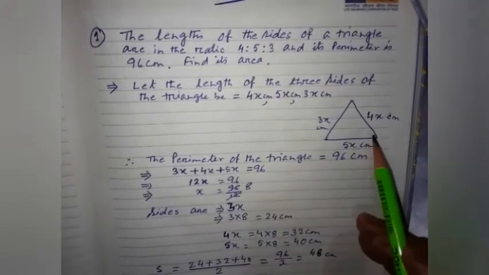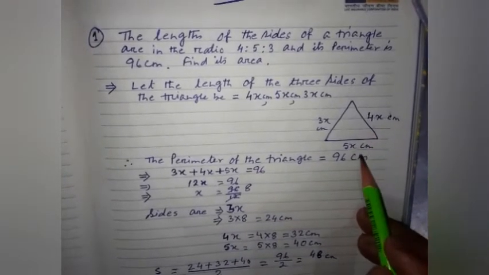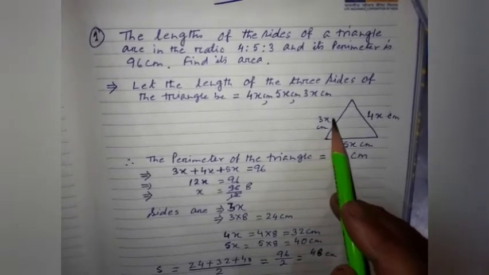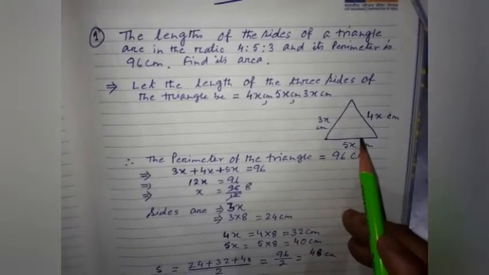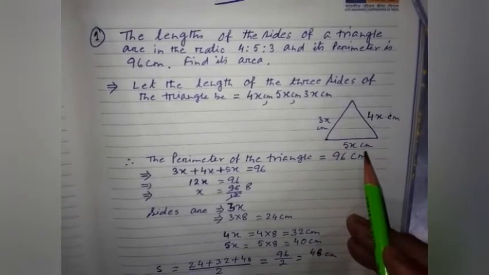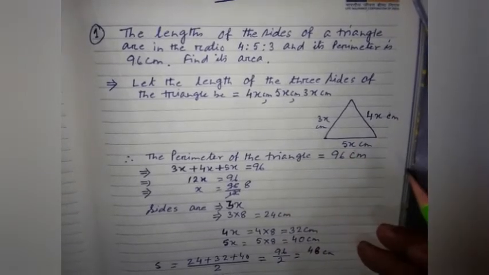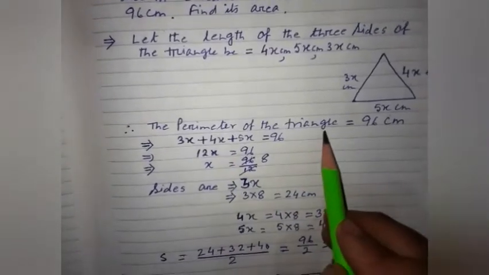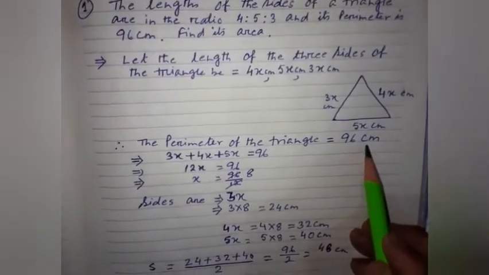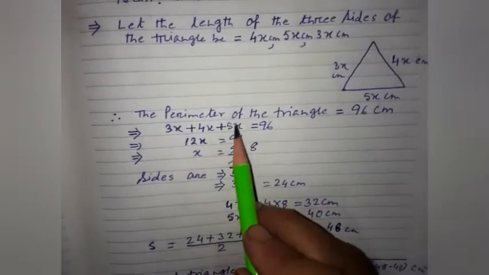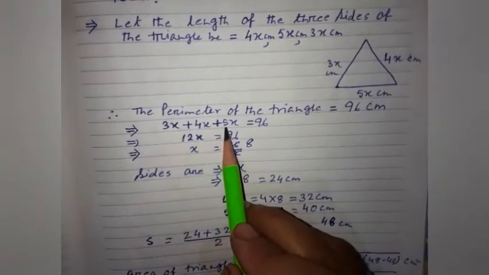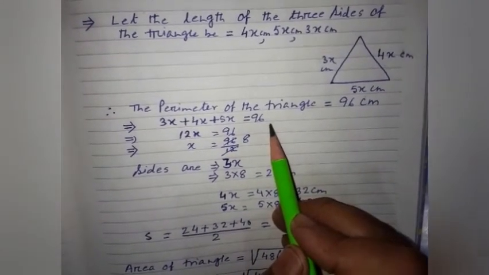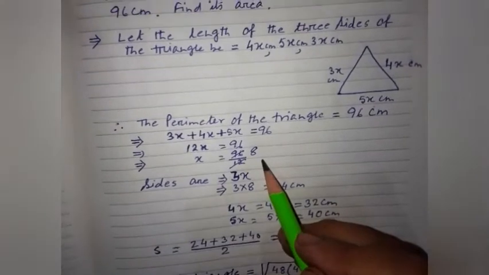So I have drawn it. This side I have taken as 4x centimeter, this side as 5x centimeter, and this side as 3x centimeter. Now you know all the three sides are given there. So if the three sides are given, how to find the perimeter is known to each and every one of us. In the question, the perimeter of the triangle is given as 96 centimeter. Perimeter of a triangle means the sum of all the three sides, or not? So 3x plus 4x plus 5x, how much is coming? 96 centimeter. So will you be able to find out the value of x or not?